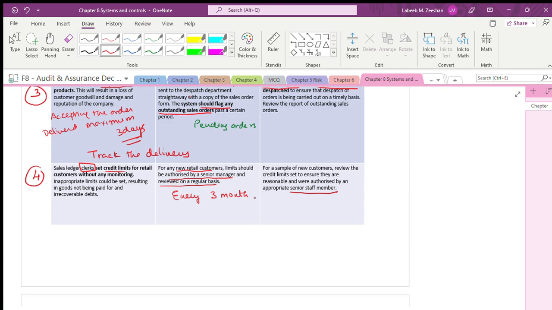For a sample of new customers, review credit limits to ensure that they are reasonably well authorized. Who has to review this? Most importantly, it has to be reviewed by the senior staff member.